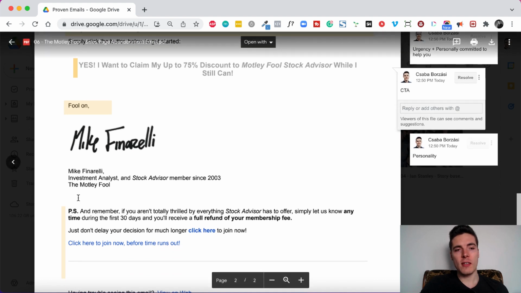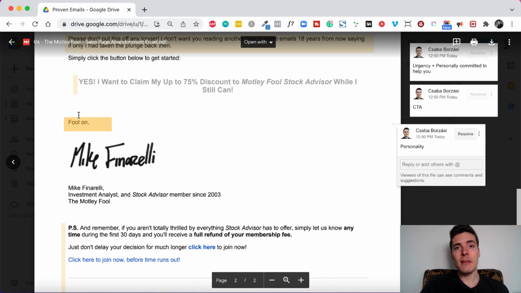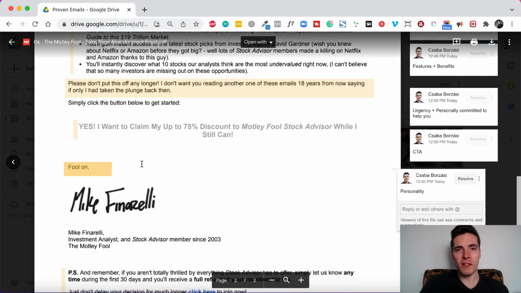So then we have just the sign off section. I like this full on. It has more personality. And make no mistake, the Motley Fool is a huge company. I don't know their revenue numbers, but they bring in a lot of money, and still they seem pretty personal. It's not corporate language at all. It's full on Mike. Like, look, I'm Mike and I'm an analyst and I just want what's best for you.